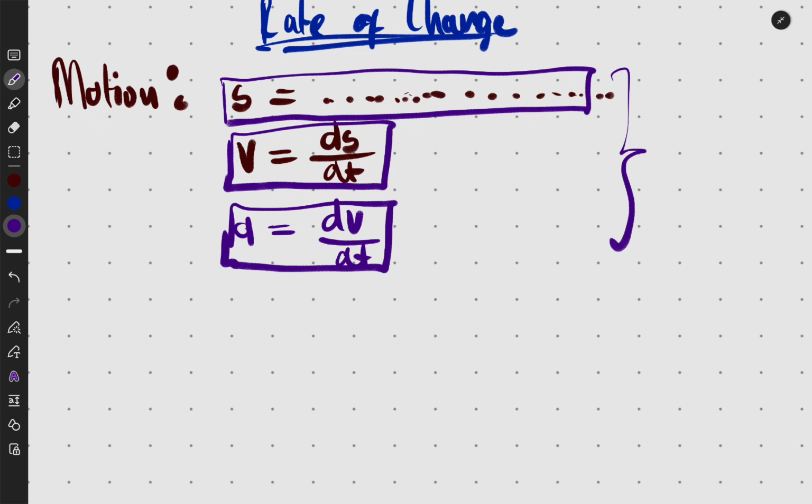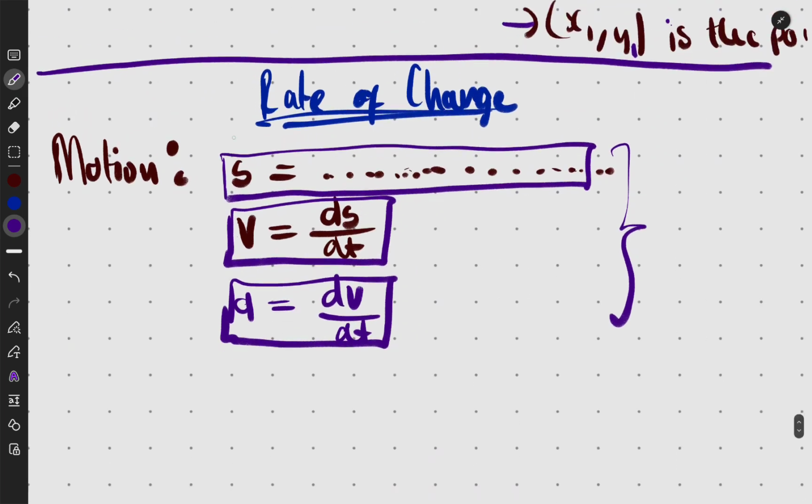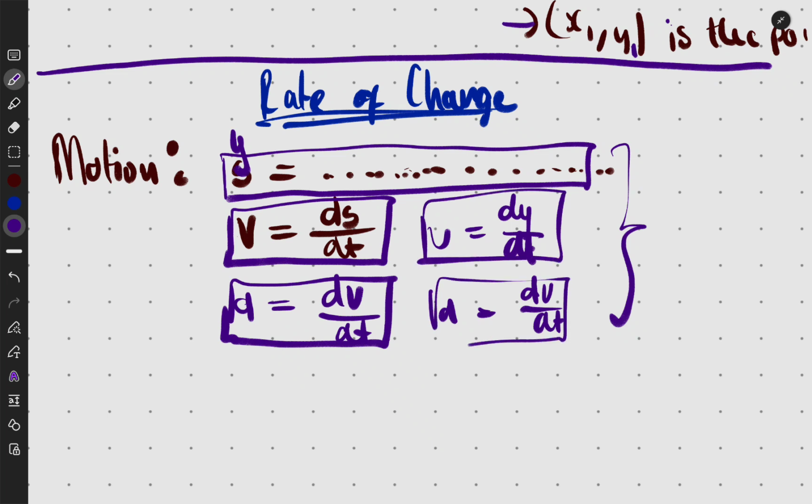V is ds dt and A is dv dt. This may not be an S, it may be a Y. In that case, you just say V is dy dt, okay? But A is still going to be dv dt. And they'll say Y is the height, whatever. You just do that and you can get it.